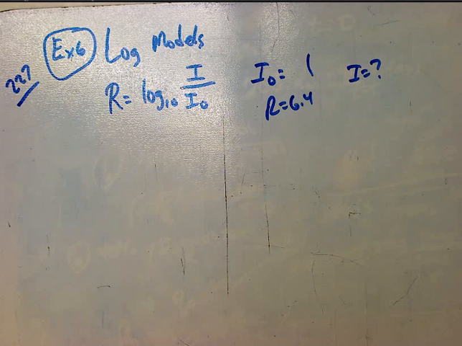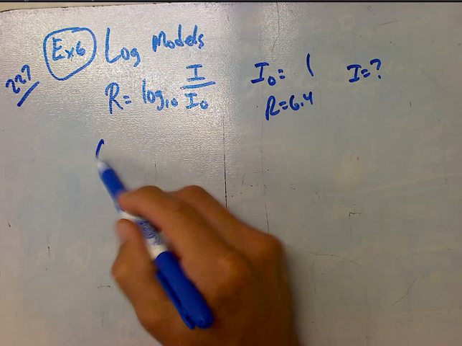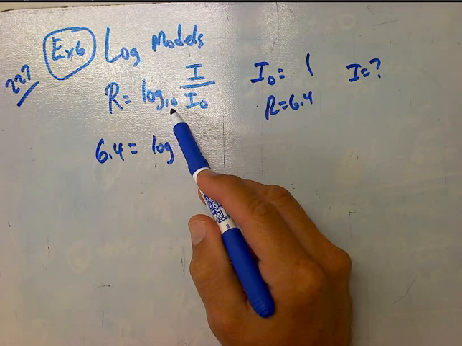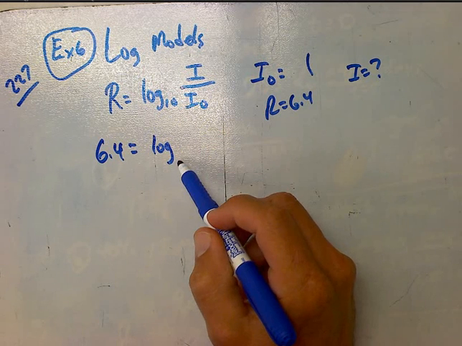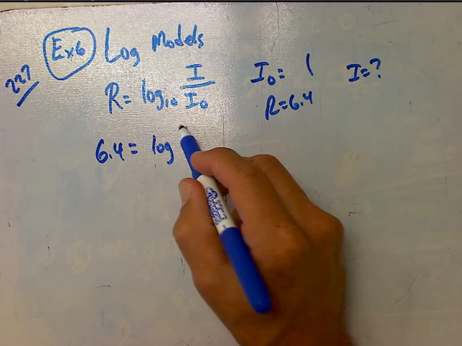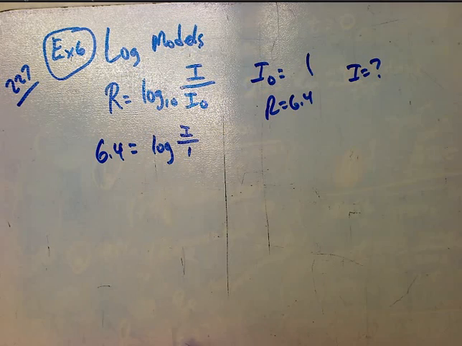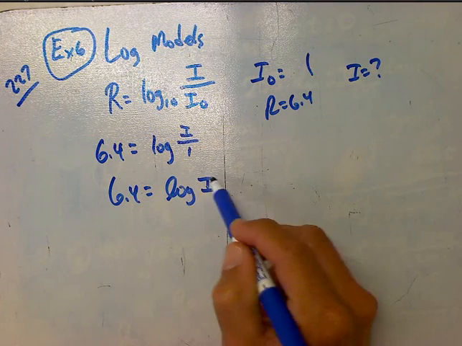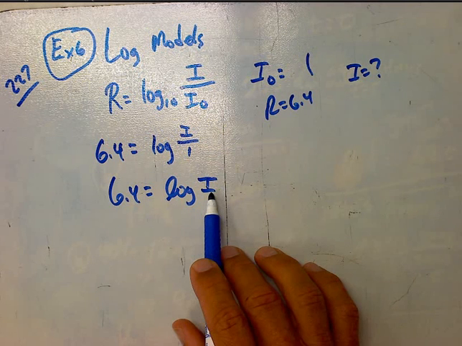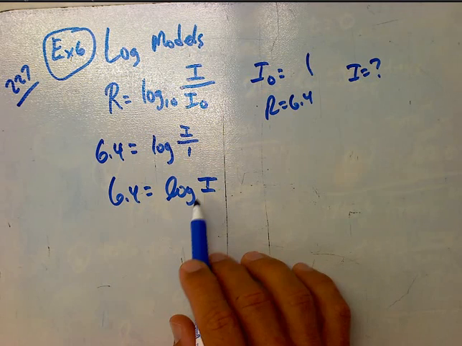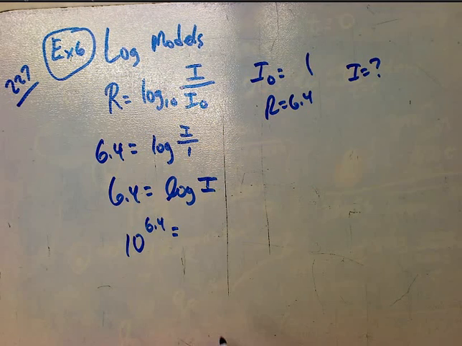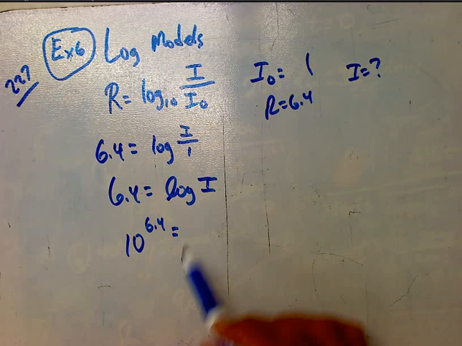Okay, so substitute the numbers in where they go. I'm going to leave out 10 because log just means base 10 without it. So I over 1. So 6.4 equals I divided by 1, which is just I. So now log is base 10, so 10 to the 6.4 power equals I.